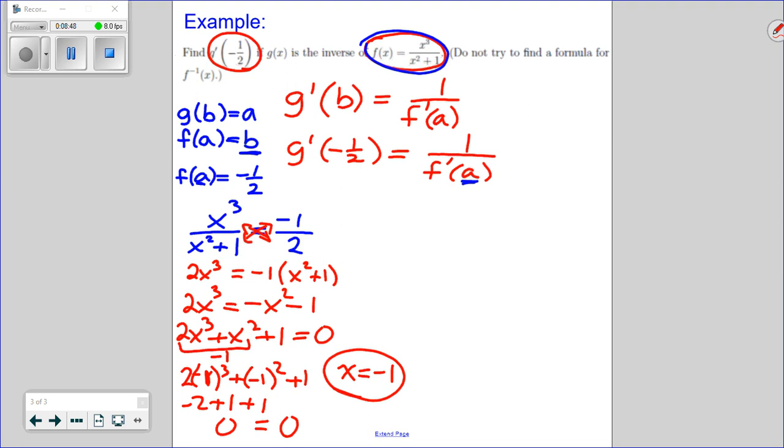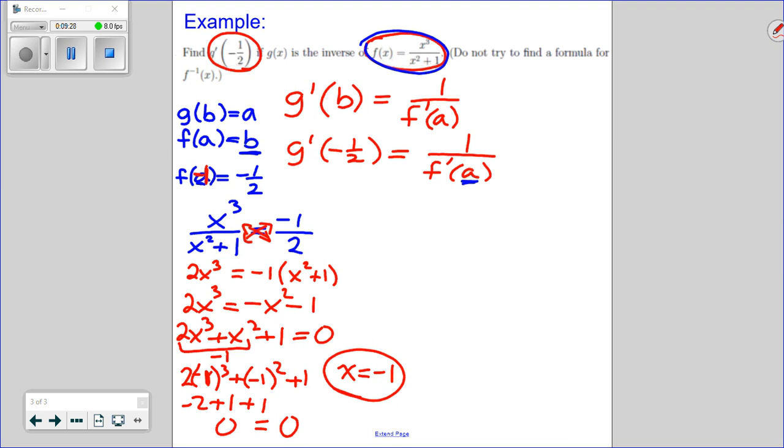Okay? So on some of these problems, you'll be able just to solve for x algebraically, like factor, or just solve the equation for x. But if it looks difficult, then you could probably just figure it out by inspection. And usually in that case, it's going to be a fairly simple value, like 1, negative 1, 0, something like that. Okay, now, what did we just figure out? Well, we just figured out our a value, okay? We just figured out that f of negative 1 will equal negative 1/2.